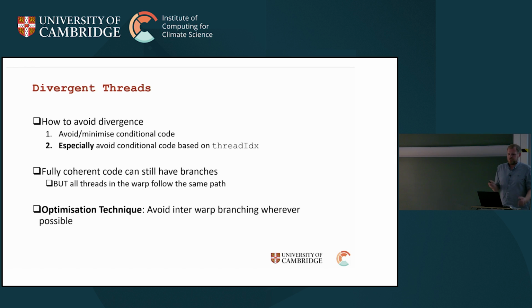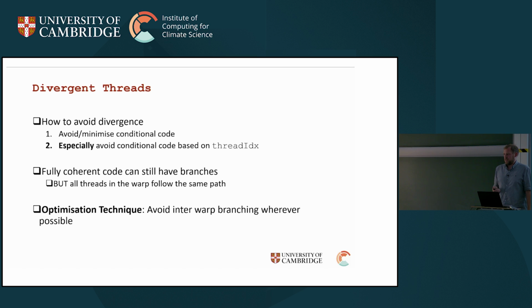Because things are broken up into warps, the way that they're broken up is by their position within the block, and it works on the X first, if you like. So if you're going to have conditional code, absolutely don't have a condition that's based off threadIdx.x, because if you have something conditional on that, that's going to dictate how many conflicts effectively you have within your warp. Fully coherent code can still have branches as long as all the threads follow the same path. So the optimization technique here is avoid intra-warp branching wherever possible.